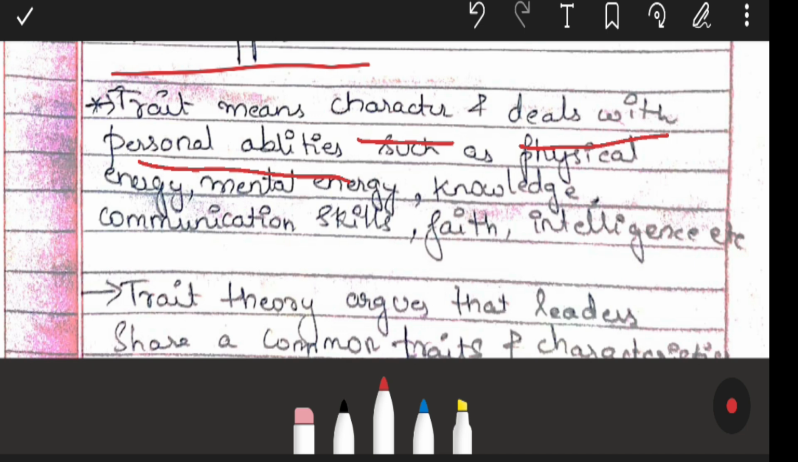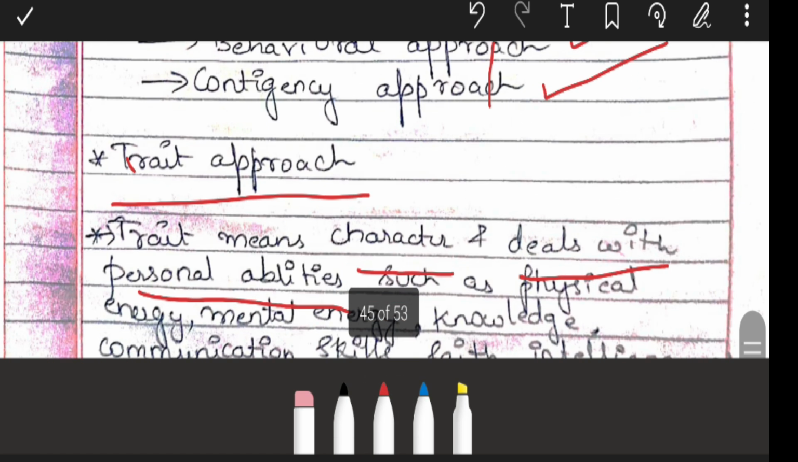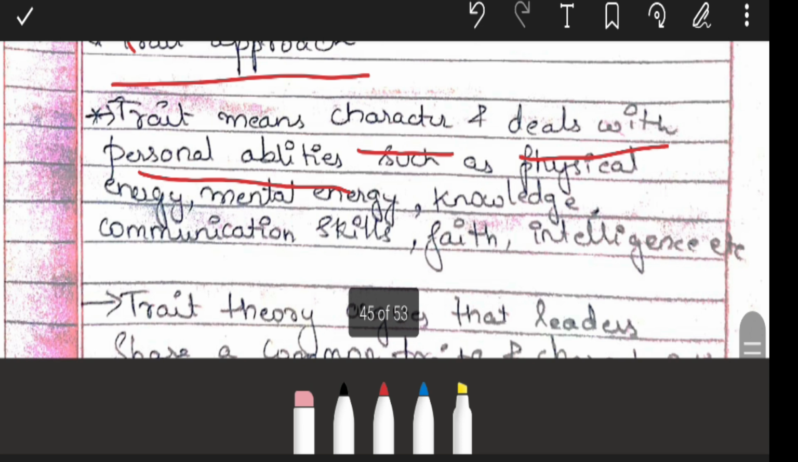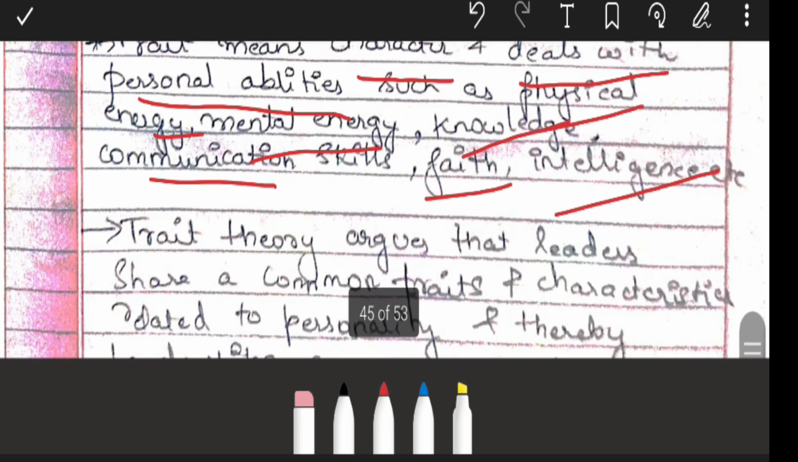Leadership is of three types: trait, behavioral leadership, contingency leadership. The trait approach: a trait means character, and it deals with personal abilities such as physical energy, mental energy, knowledge, communication skill, faith, and intelligence.